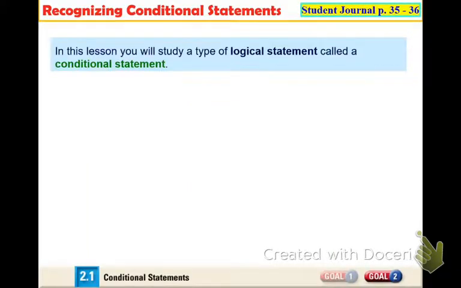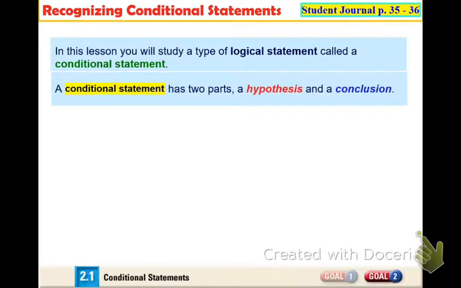A conditional statement is a logical statement. Okay, logical statement, so that's the first blank. Then I want you to write, it's made up of two parts, a hypothesis and a conclusion. A hypothesis and a conclusion.